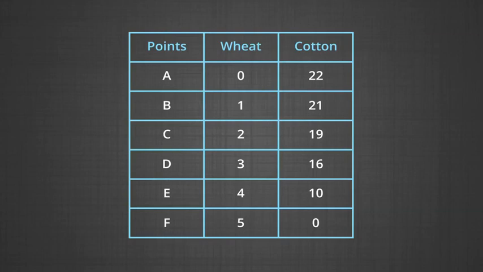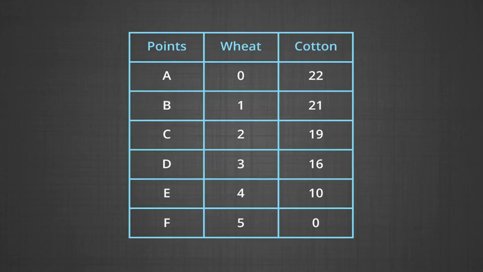In order to get the first unit of wheat, the economy sacrifices 1 unit of cotton. We say that the opportunity cost of the first unit of wheat is 1 unit of cotton. 2 units of cotton have to be given up for the second unit of wheat. So, the opportunity cost of the second unit of wheat is 2 units of cotton.